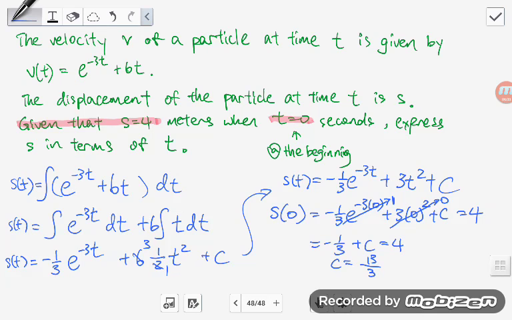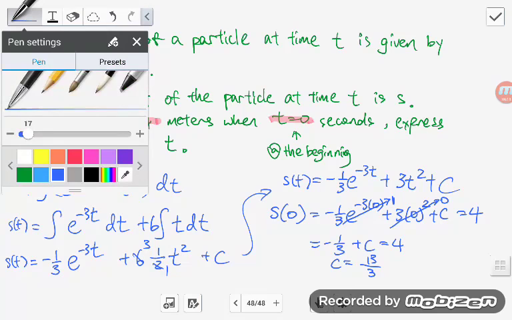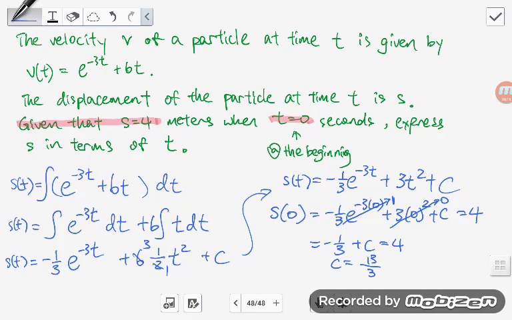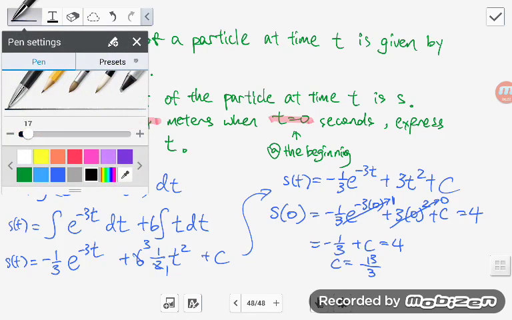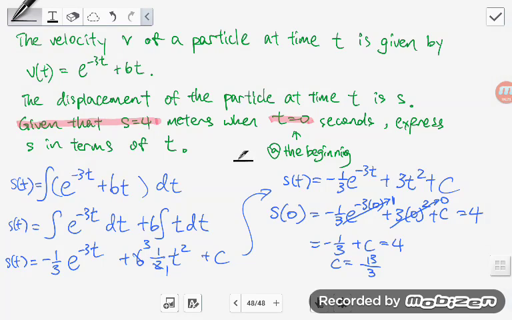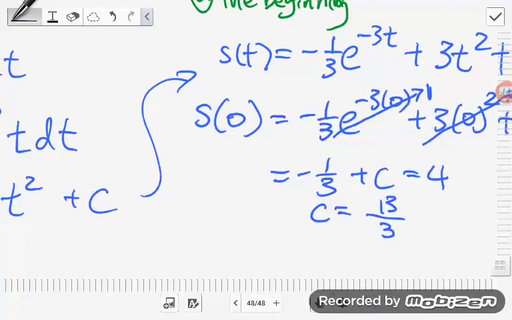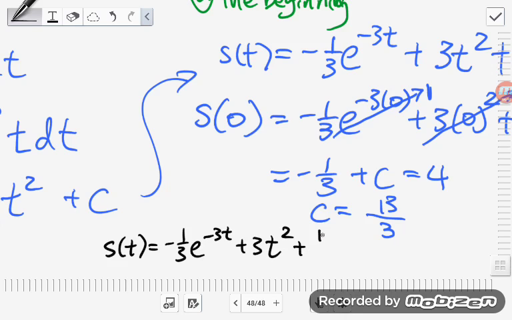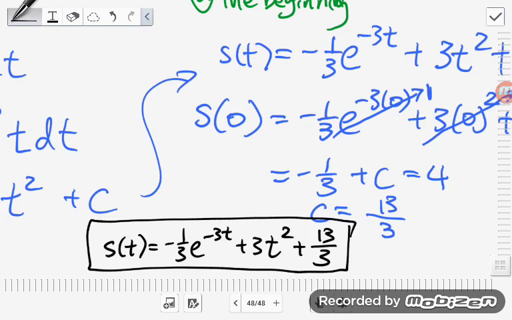Now let me squeeze in a little bit more space. My final answer, because they want us to express the displacement in terms of t. I'm going to write that in black, and zoom in a little bit to get more space. So my s of t is equal to negative 1/3 e to the power of negative 3t plus 3t squared plus 13 over 3. This is my final answer for my displacement.